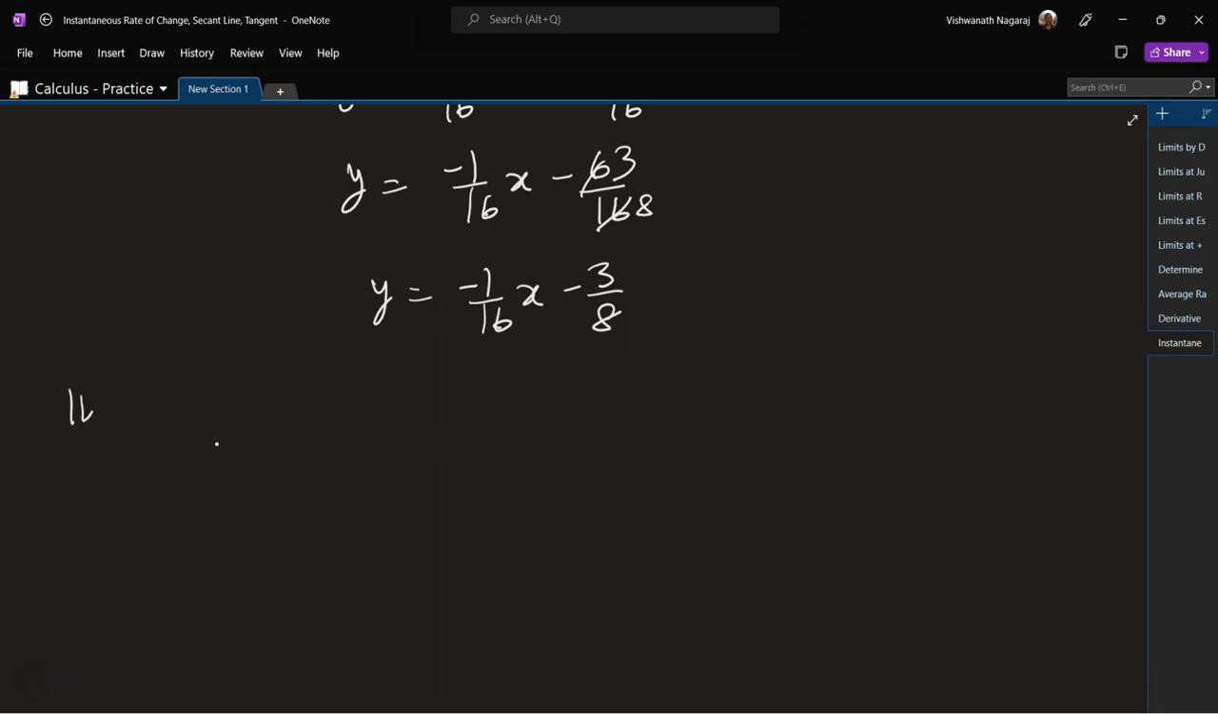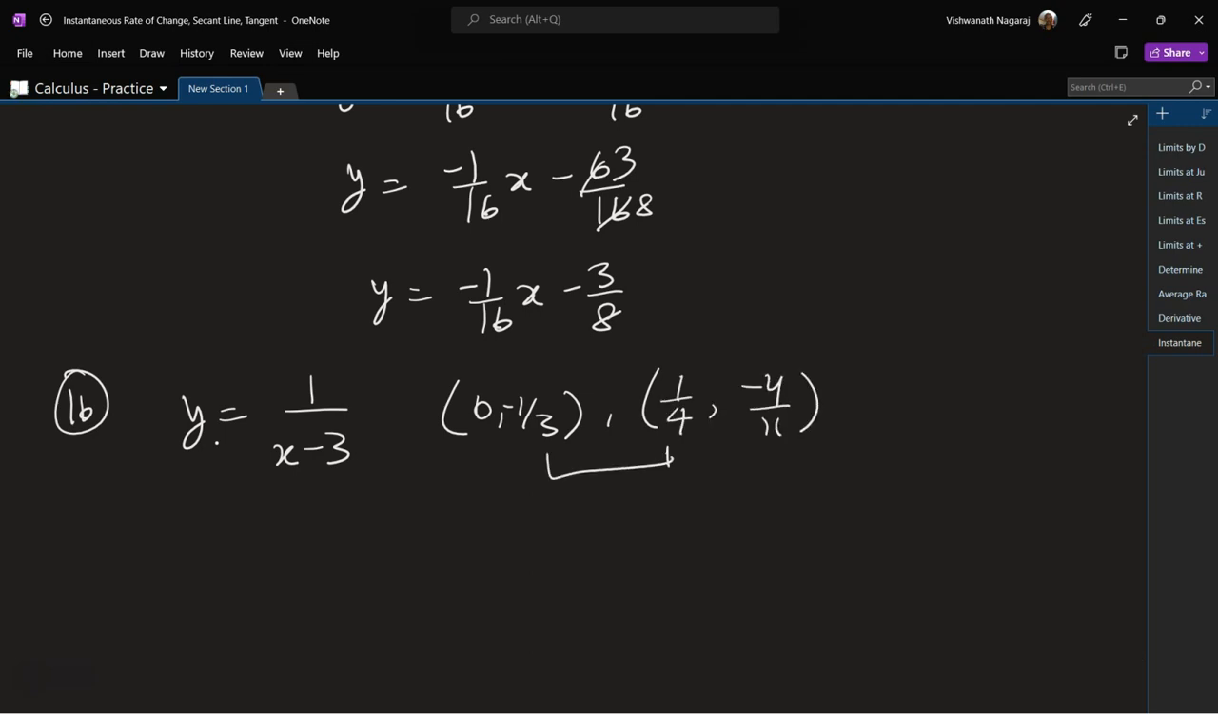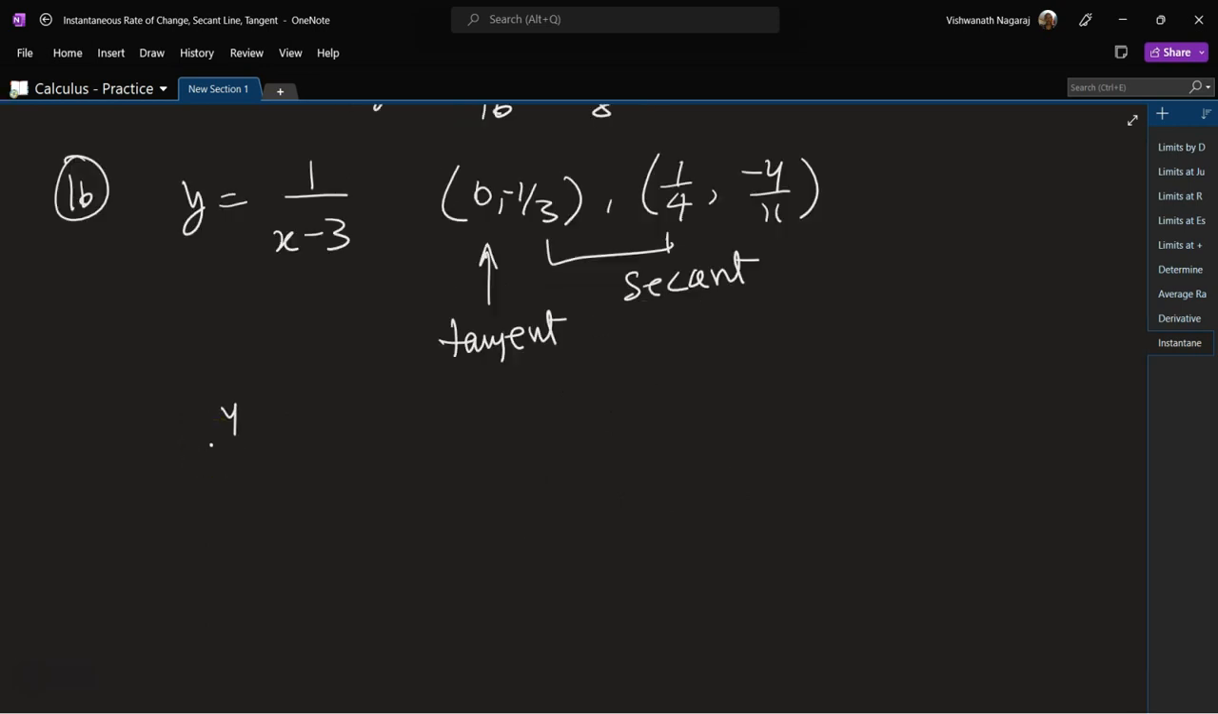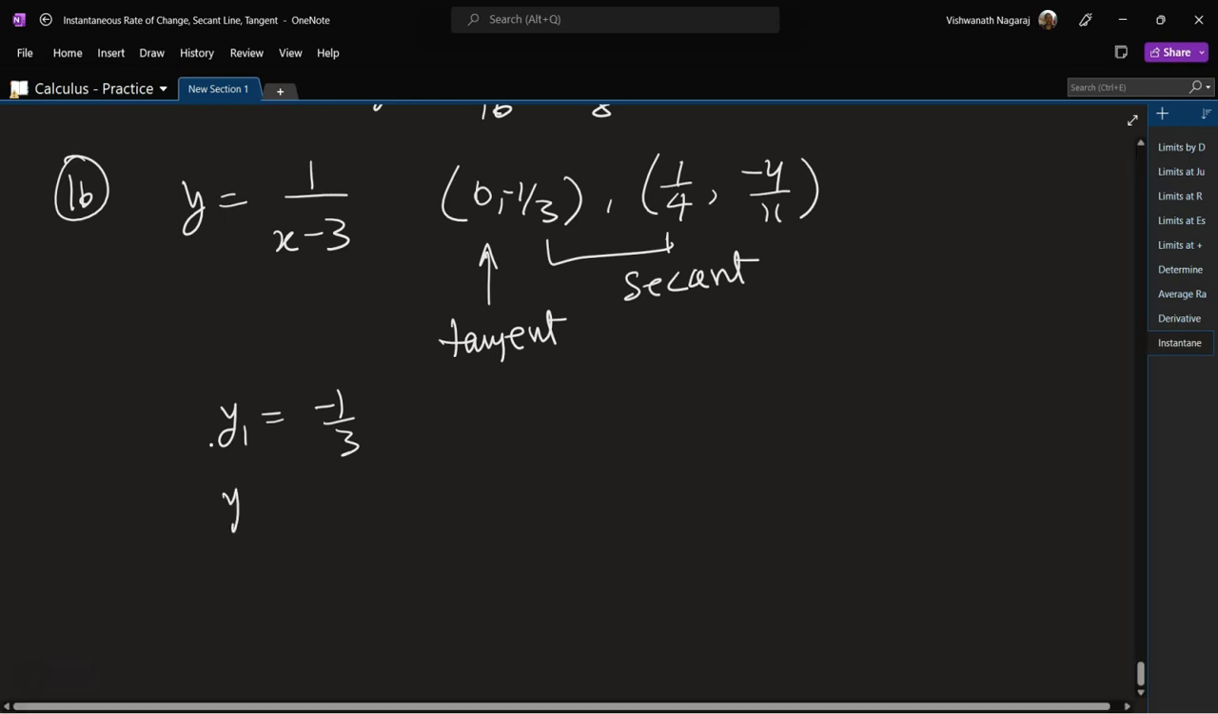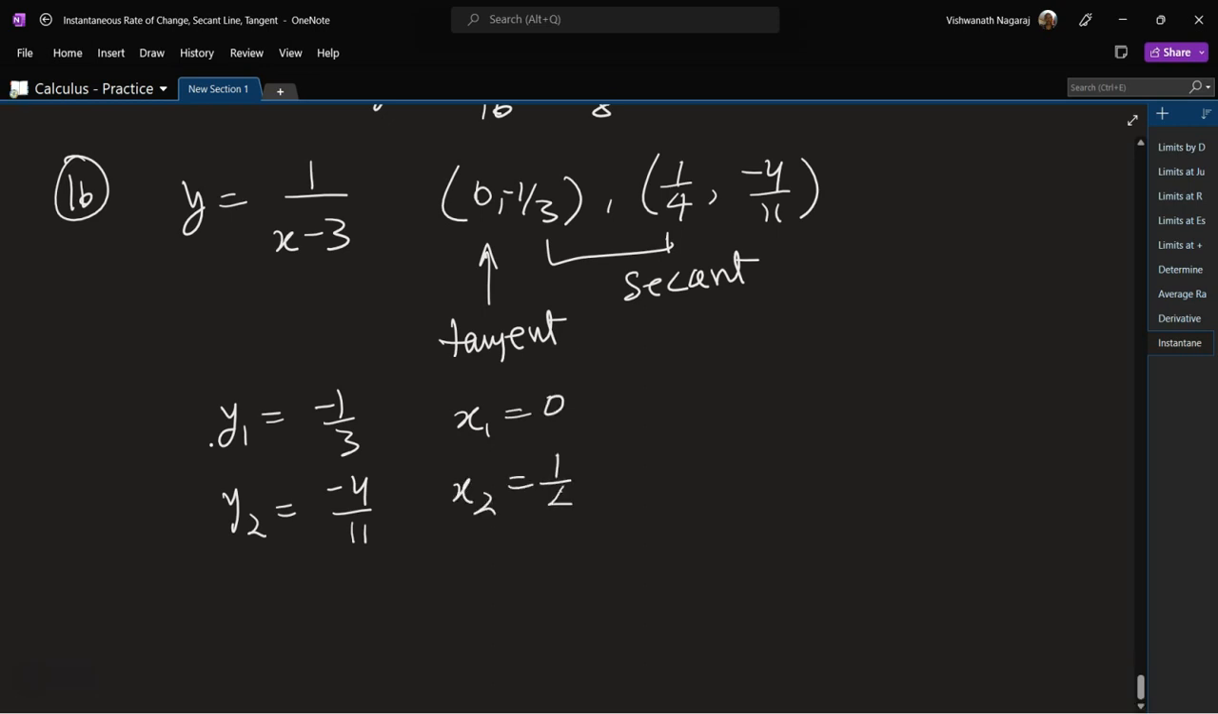Okay. Next, 16th one. y is equal to 1 by x minus 3. And the points given are (0, -1/3) and (1/4, -4/11). We have to find the secant line and we have to find the tangent at this. Okay. So y1 is equal to minus 1 by 3. y2 is equal to minus 4 by 11. x1 is equal to 0, x2 is equal to 1 by 4.